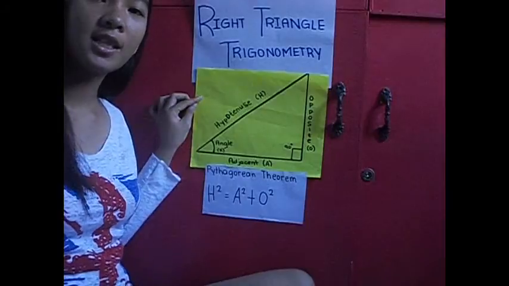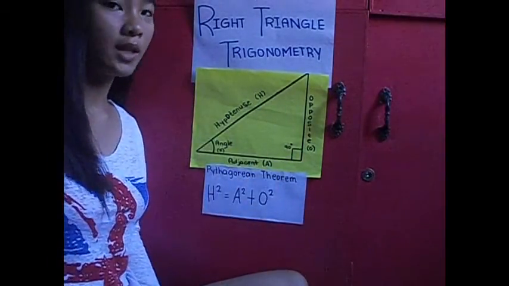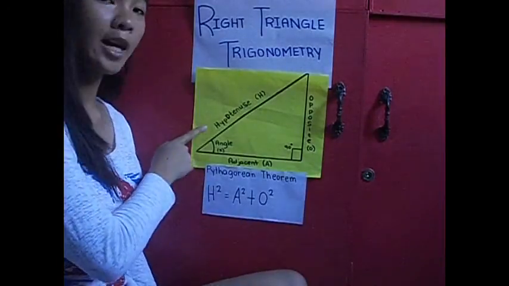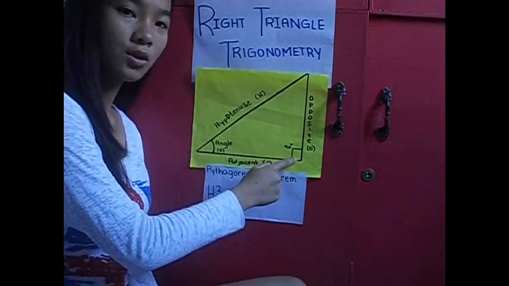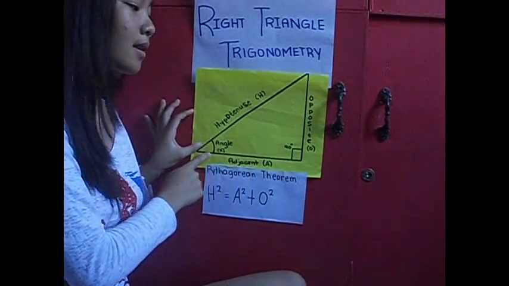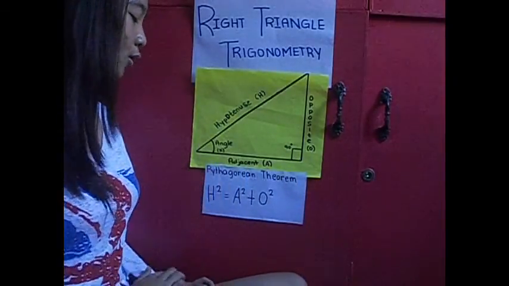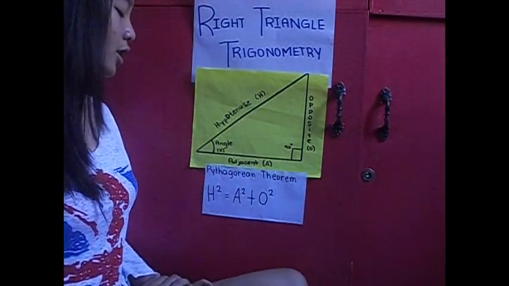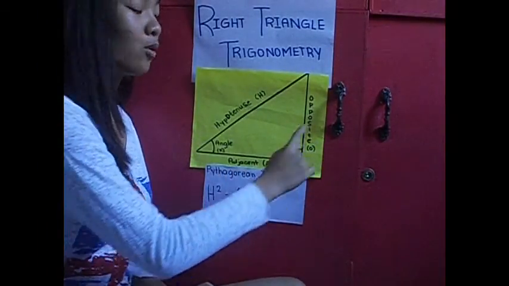A right triangle is defined as having one angle precisely equal to 90 degrees. H is the hypotenuse, which is always opposite the right angle. Relative to angle x, O is the opposite and A is the adjacent. Pythagorean theorem: H squared is equal to A squared plus O squared.